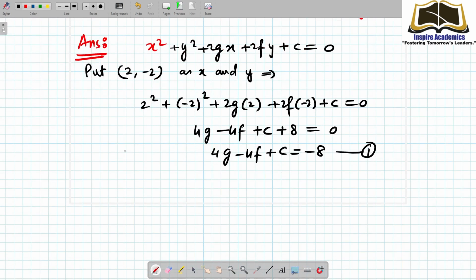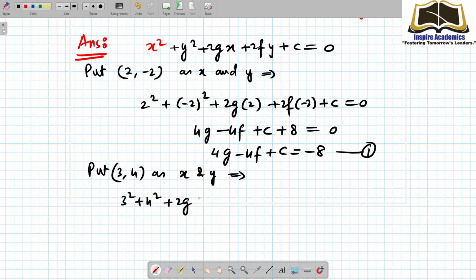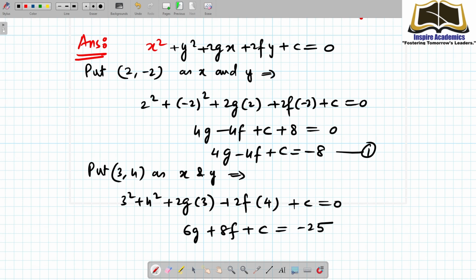Similarly, let us put another point, it is (3, 4). What we get? 3 square plus 4 square, 2g into 3, 2f into 4 plus c is 0. So 6g plus 8f plus c equal to negative 25. Let's say this is equation 2.